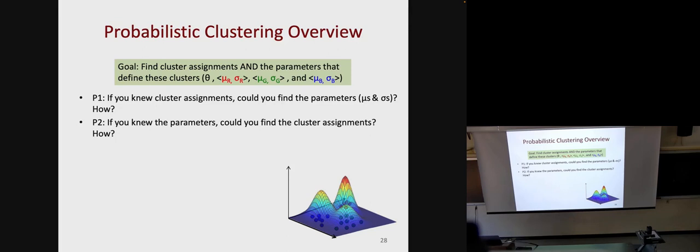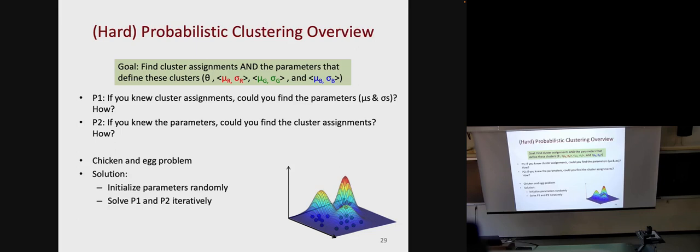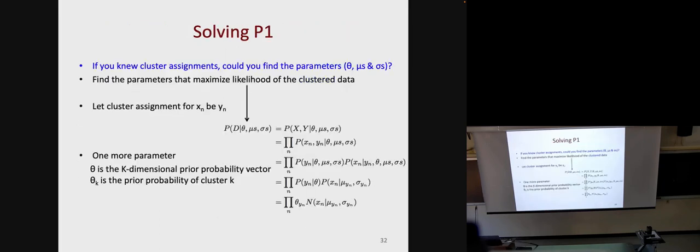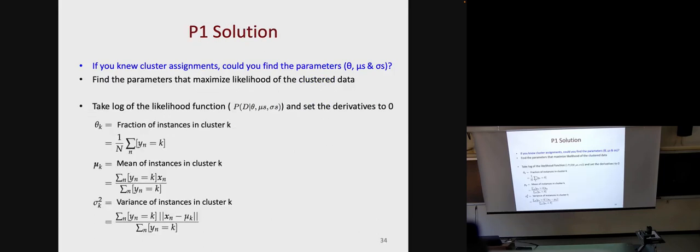And problem number 2 is, if we knew the parameters of our clusters, red, green, and blue, then how do we find the assignments of the points to the clusters? That's problem number 2. So it's a chicken and egg problem. It's the same chicken and egg problem as we had for k-means, where we had the same type of updates. We first updated the centers of the clusters, and then we updated the allocations of points to clusters, and we solved them iteratively.